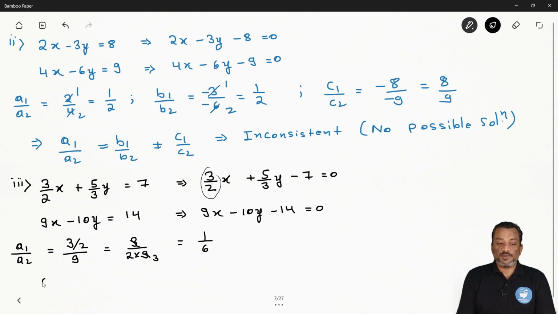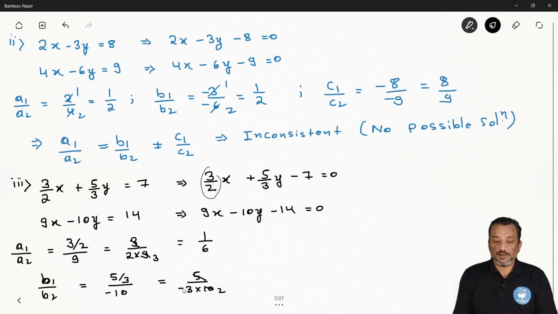ठीक है, same way b1 over b2. So b1 over b2 का भी हम निकालते हैं बिकॉज ये भी हमारा फ्रैक्शन में दिया है. So 5 over 3 over 10. ठीक है, so we can solve this one. So we can say 5 over 3 times 10. So this one you got how much, 2. And here you can say b2 is given minus. So you will get here minus 1 over 6.